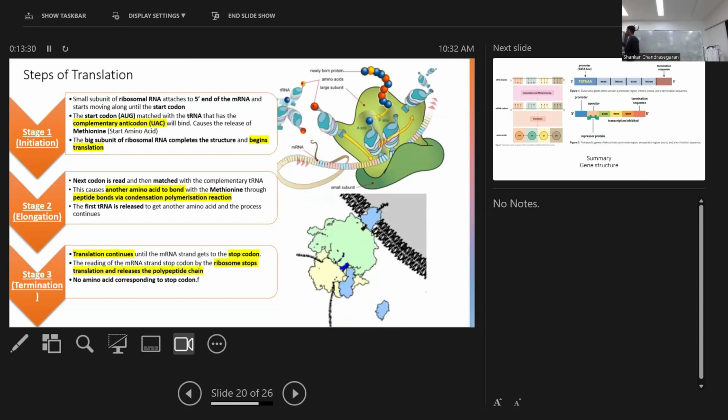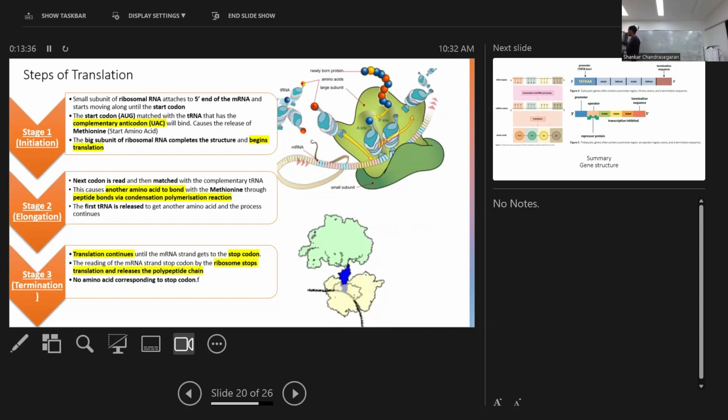That will then cause another amino acid to join together with the chain, causing the chain to elongate as more and more join together. So remember that every amino acid is joined together using a simple bond known as a peptide bond, and that reaction is called a condensation polymerization reaction.